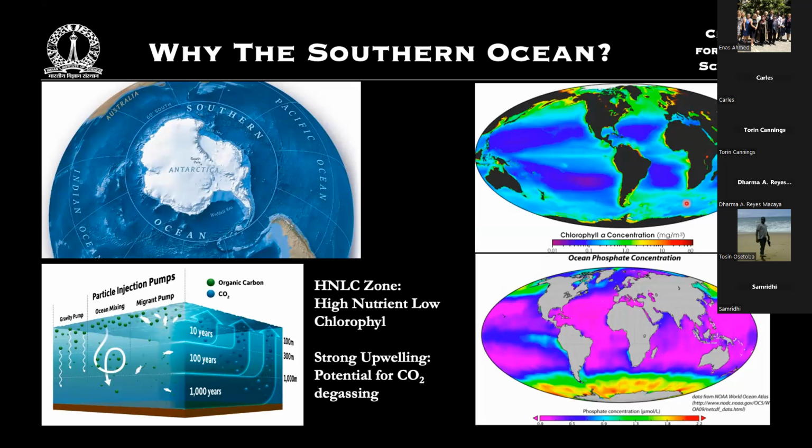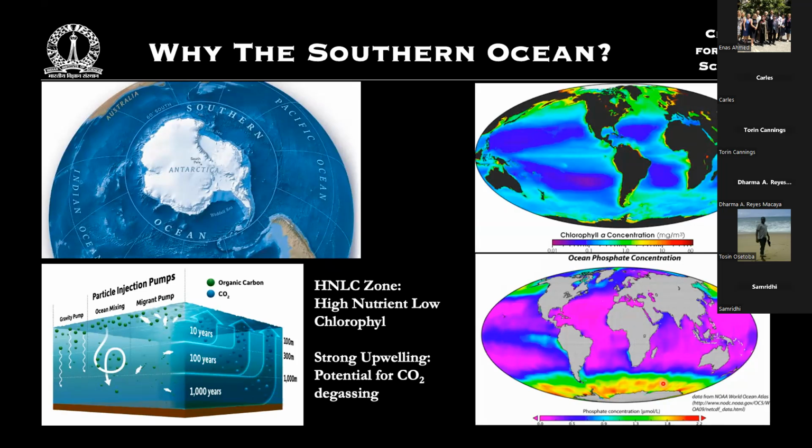We have very low chlorophyll concentration in the Southern Ocean. However, it is very rich in nutrients. Phosphate concentration is one of the highest. So it's a high nutrient, low chlorophyll zone, which means there is constant upwelling of deep nutrient-rich water, which is bringing CO2 to the atmosphere.